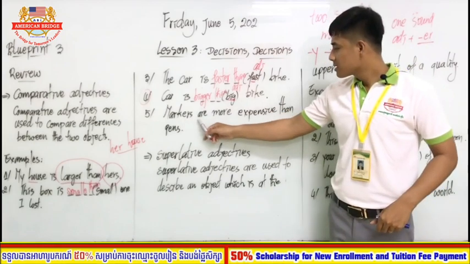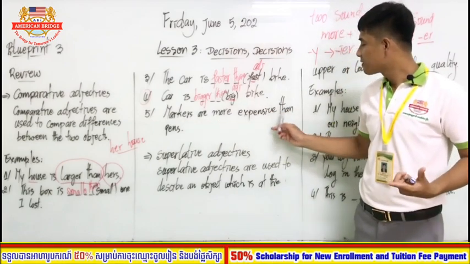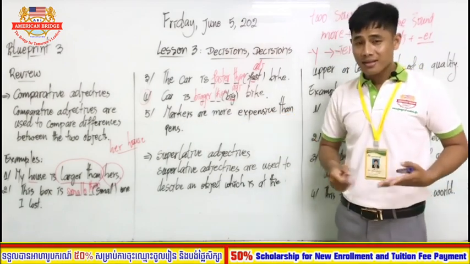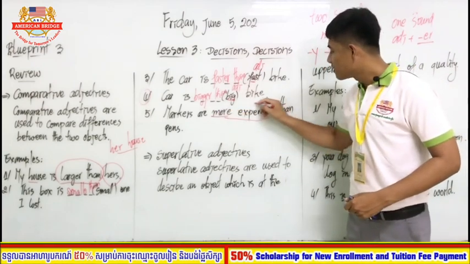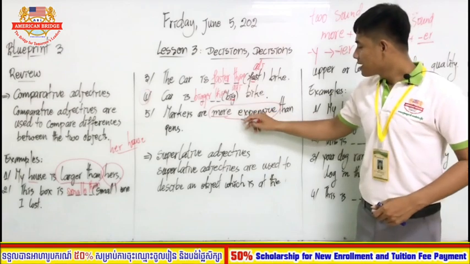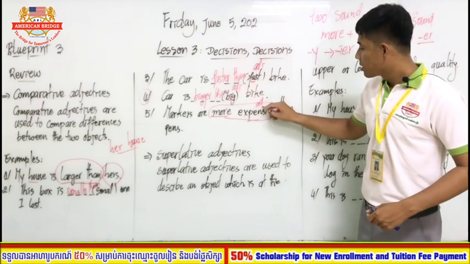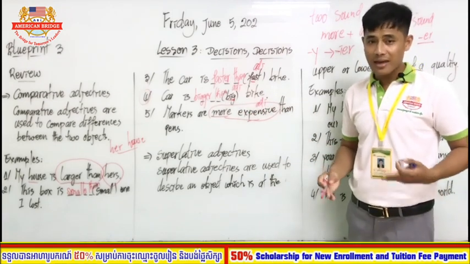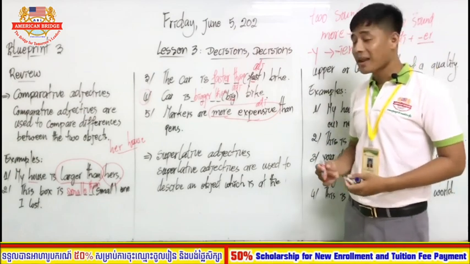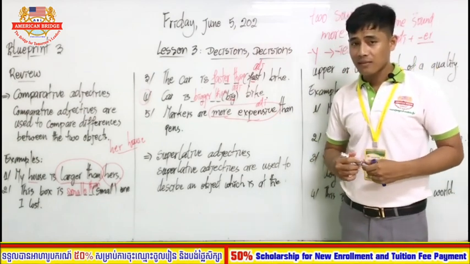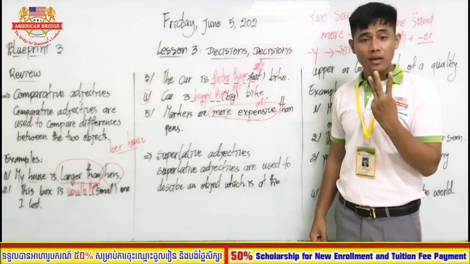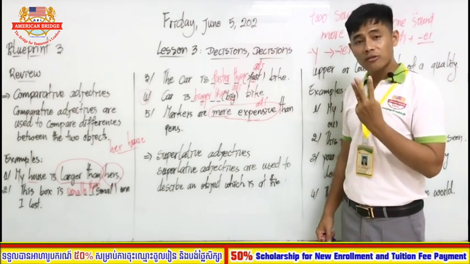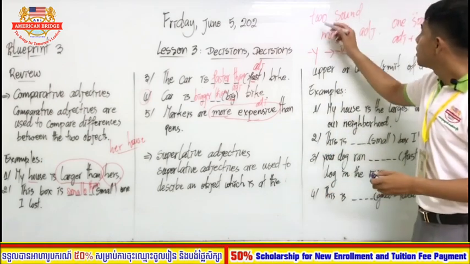Let's see, markers are more expensive than pens. So let's see, more expensive. The word expensive is an adjective. But expensive, how many syllables are there? Expensive. So there are 3 syllables. We have 2 or more.